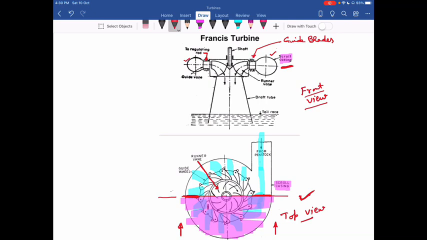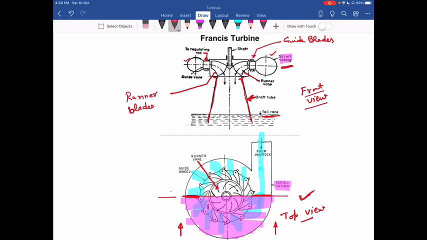Okay. And then I have the runner blades. So here I have the runner blades. This is also the runner blades or runner vanes. Okay. And then water goes to the outlet. So at the outlet, you can see I have the draft tube. Okay. So this one is the draft tube. So through the draft tube, the water goes to the tail race.